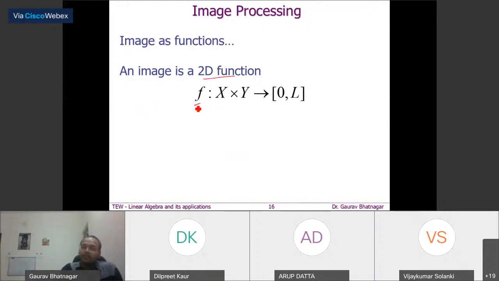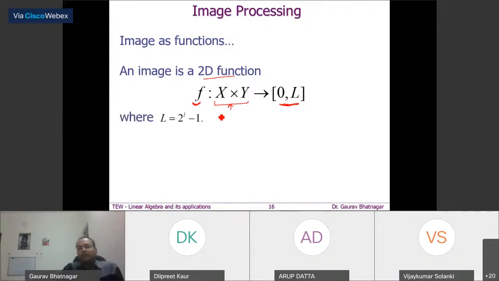Let's say this is going to be the two-dimensional function where the domain is going to be the Cartesian product of two sets x and y. After taking any value from this particular set or domain, it is mapped to a value from this particular interval 0 to n. So whenever you have this kind of function, you are going to have f as an image function, that is called the image.